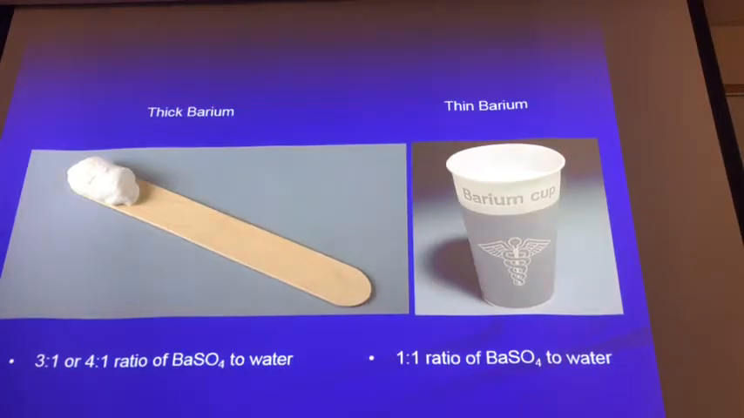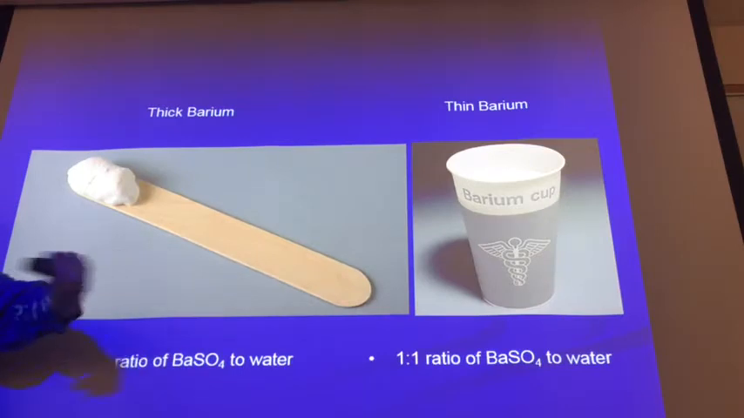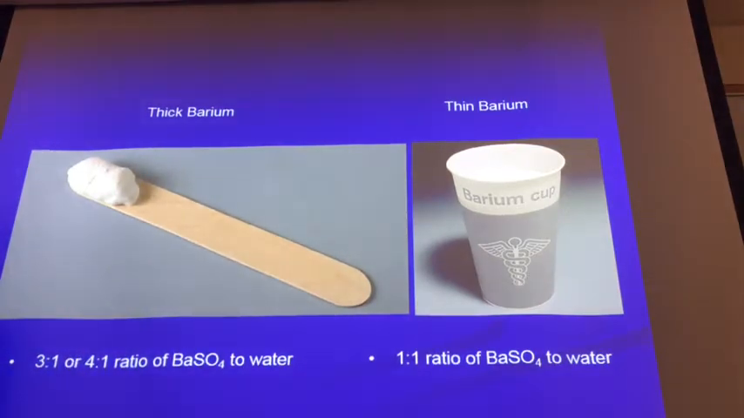We talked about it in RadTech 400, remember? Yeah, right. That makes more sense. Yeah. So you have double contrast, meaning that you have positive contrast media, the barium, and then air is negative contrast media. Okay? All right. Are we good?